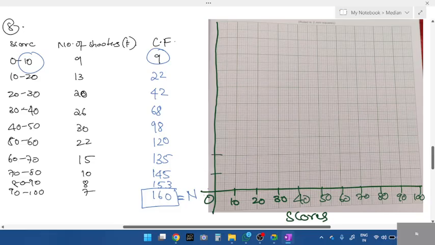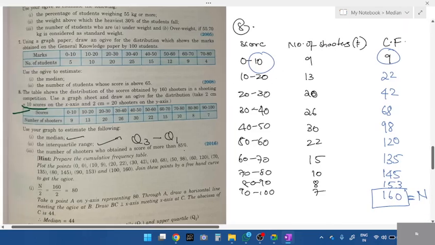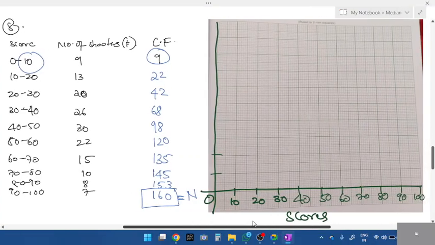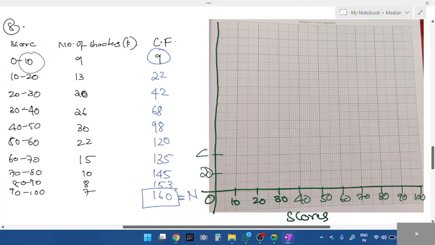Each box, how much should I take, students? What is given in the question? In y-axis, what you have to take? One box is equal to how many centimeters? How many shooters? 20. So start from 20, 40, 60, 80, 100, 120, 140, 160. 160 is enough. Correct.